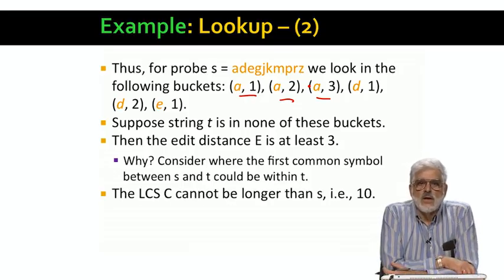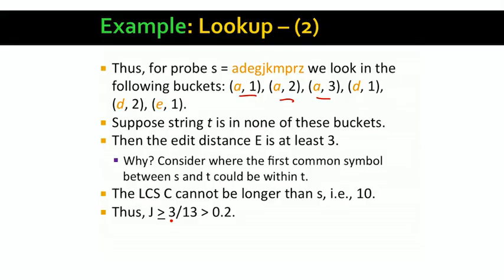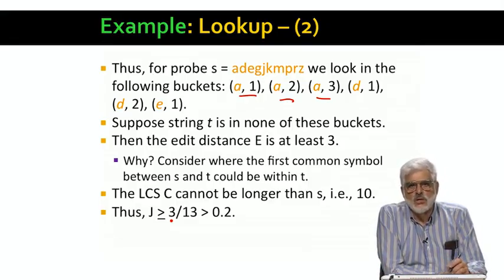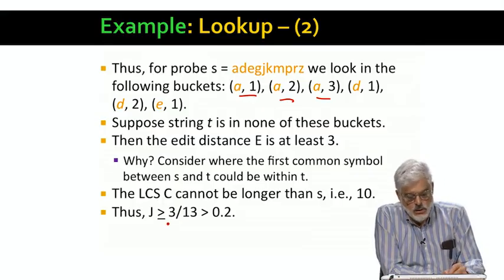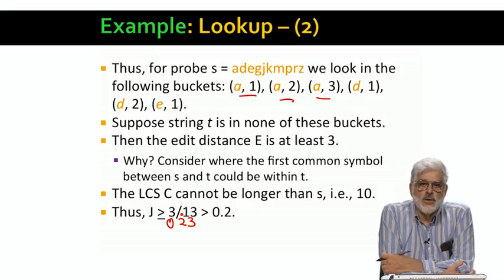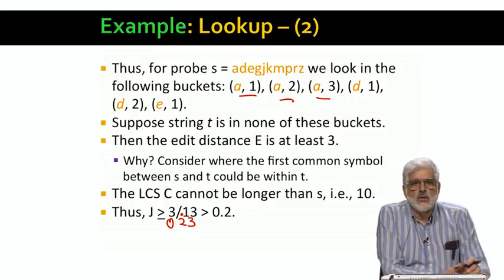And the LCS of S and T cannot be longer than 10, because that is the entire length of S. Therefore, the Jaccard distance between S and T, which is E over E plus C, is at least 3/13, which is about 0.23, and surely greater than the minimum distance between S and T that we will accept, which is 0.2. Thus, there is no reason why we should compare S with any T that is not in one of the 6 buckets we actually do search.